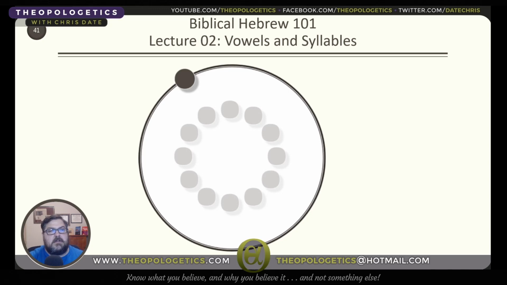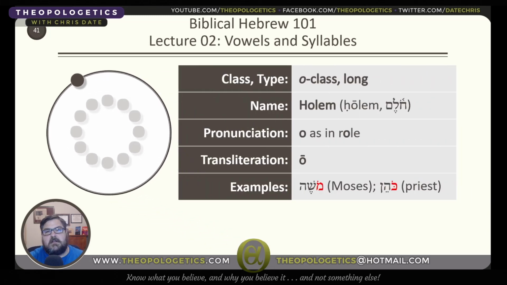The next vowel moves us to the O class. This is the vowel holum, and it is long. It makes the sound of the O in the English word roll. Because it's a long O sound, it's transliterated using the letter O with a line over it. And examples of words that have holum in them include Moshe, that first vowel sound O is the holum, and Kohen, that O sound is the holum.